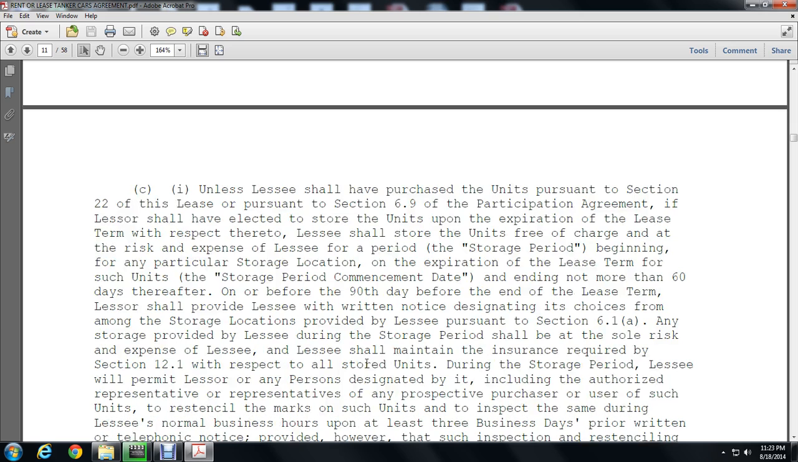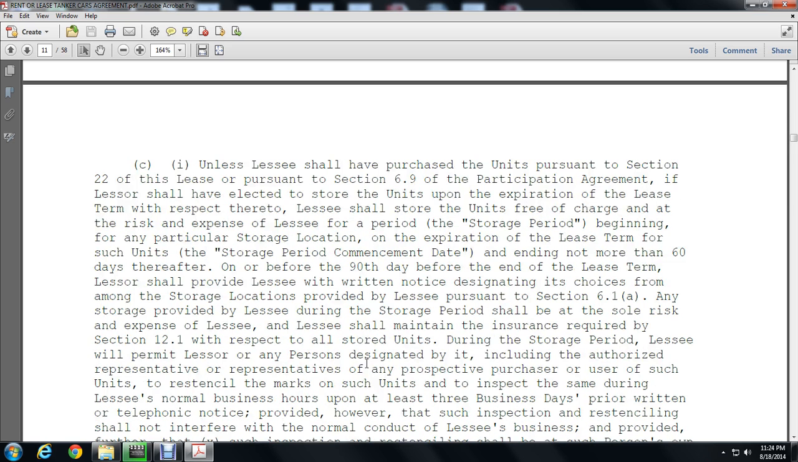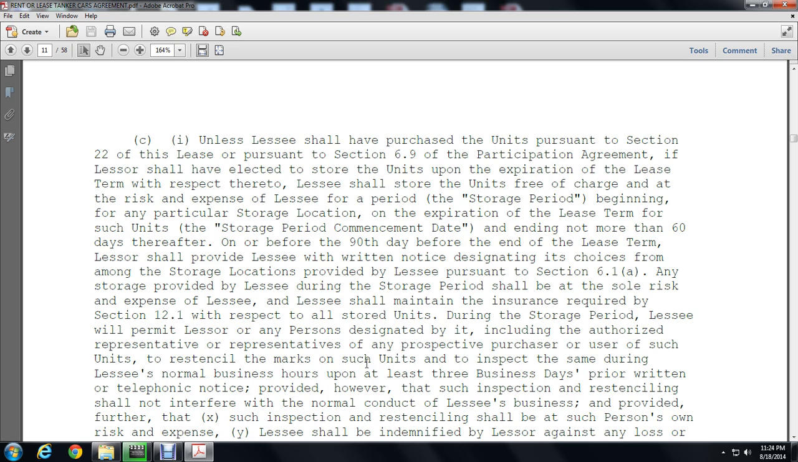The lessee may allow representatives of prospective purchasers or users to re-stencil the marks of the units and to inspect them during the lessor's normal business hours upon reasonable written or telephonic notice. However, the inspection and re-stenciling shall not interfere with the normal conduct of the lessor's business, provided further that the act of inspecting and re-stenciling shall be at the risk and expense of such person.